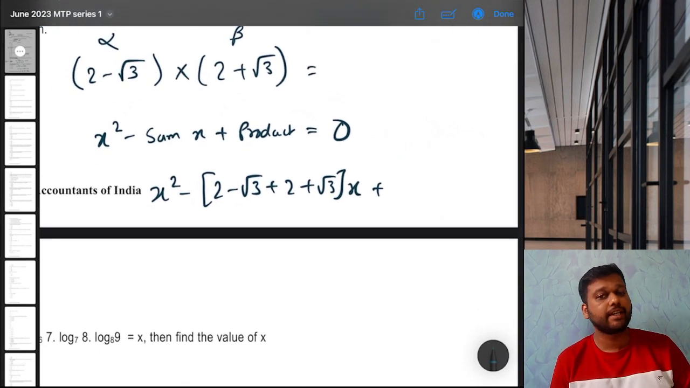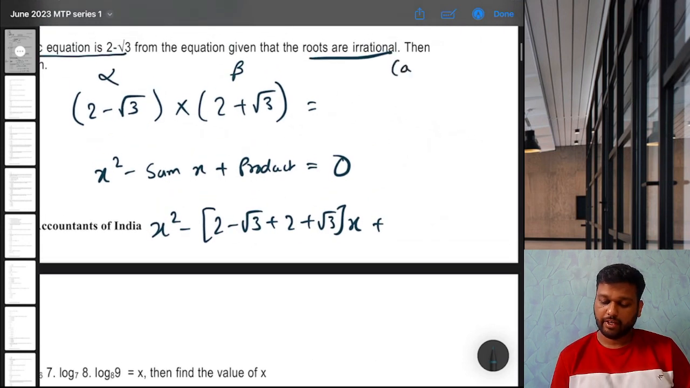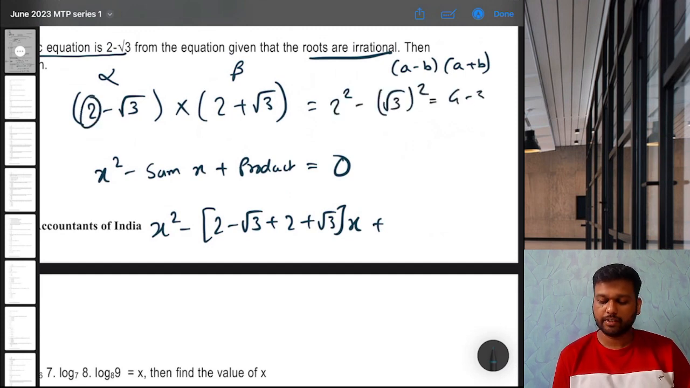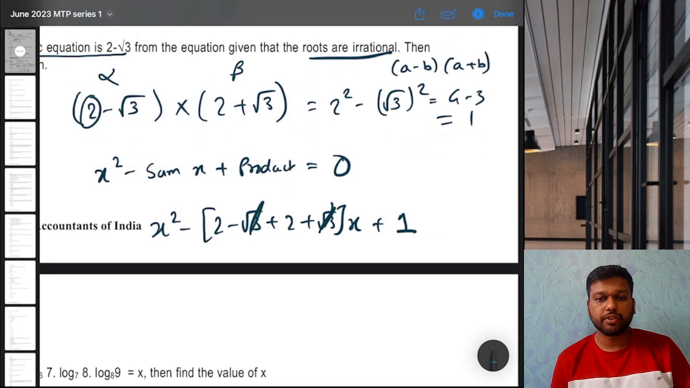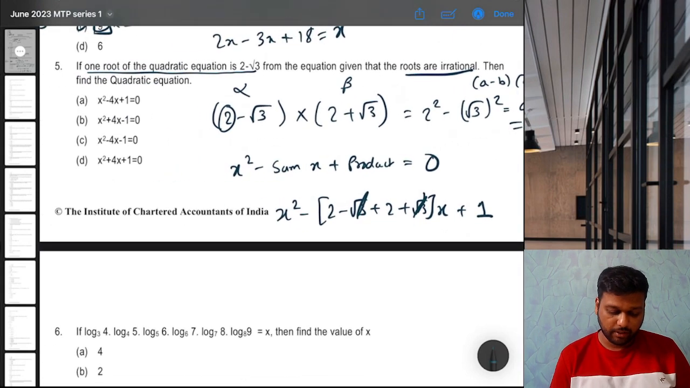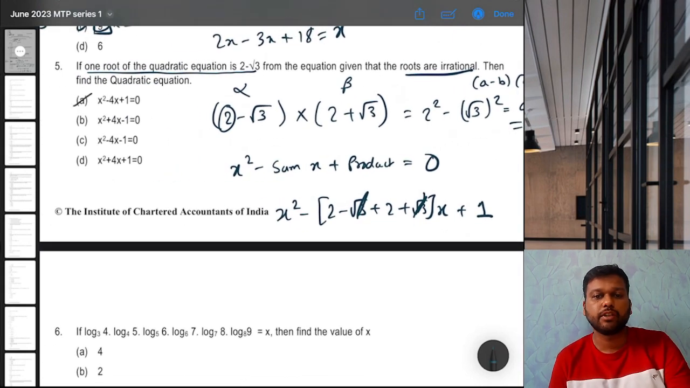Understand now, this into this. You should know basic algebraic formulas. a minus b, a plus b is what? a square minus b square. That is 4 minus 3, that is 1. So the product is 1. Here you can cancel root 3, root 3. 2 plus 2 is 4. So x square minus 4x plus 1. Option A should be the correct answer for question number 5. Okay, fine. Let's go to next.